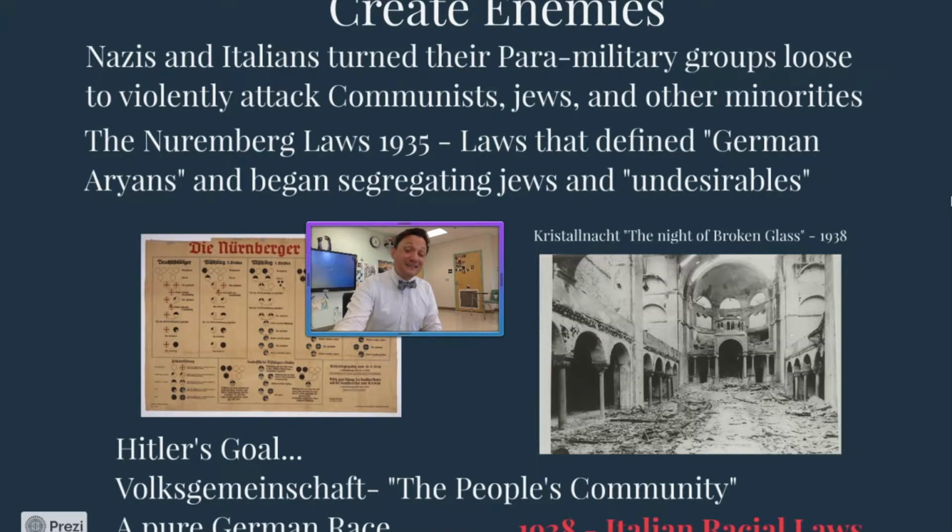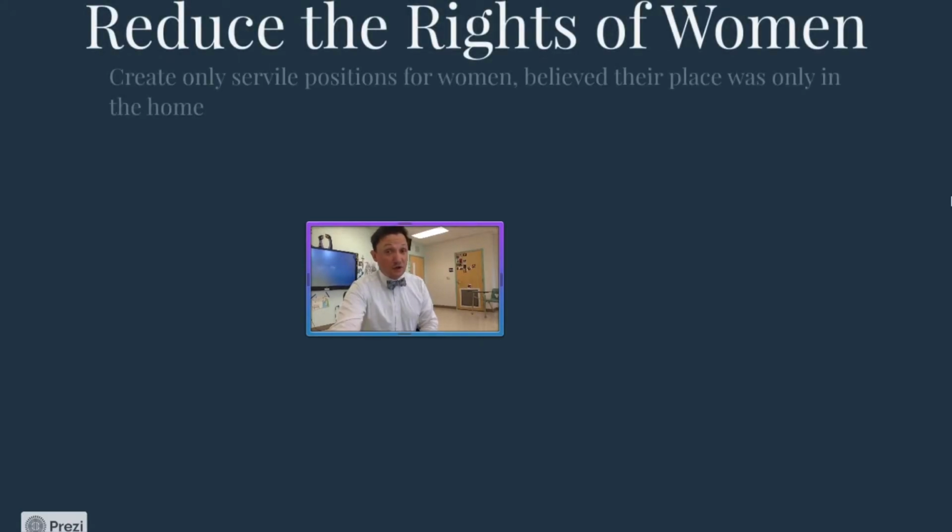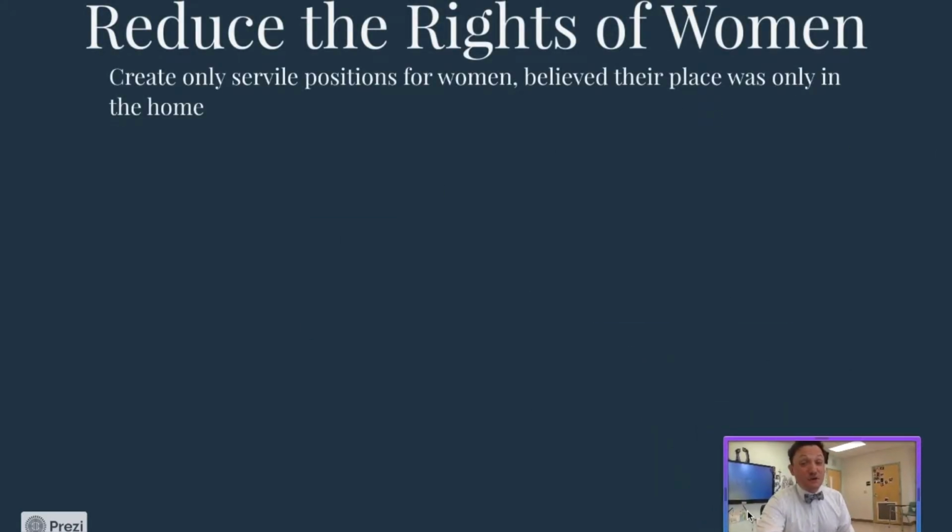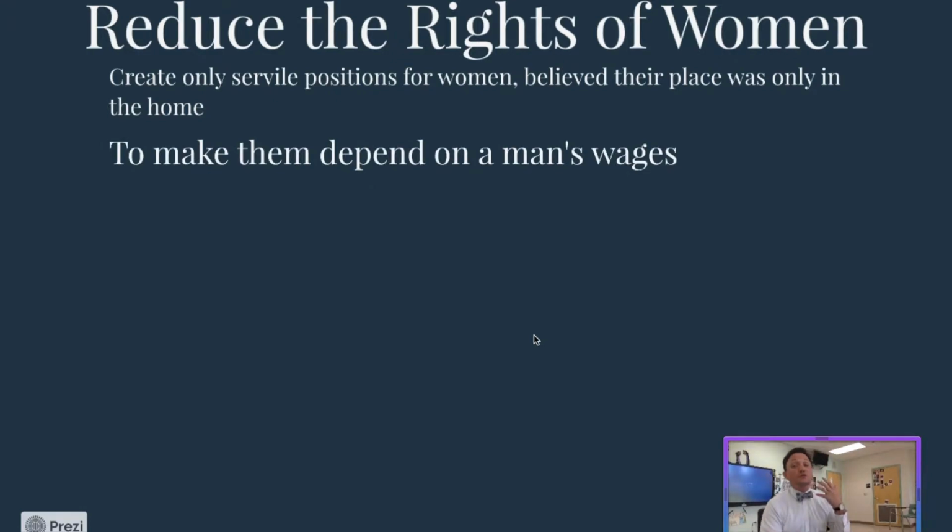The big thing, though, on top of that, is Italy is going to mirror these things like I talked about in class. In 1938, they're going to issue the Italian racial laws, right? Now, this is the one that I know is just going to infuriate Malaya, but they also wanted to try and reduce the rights of women, right?